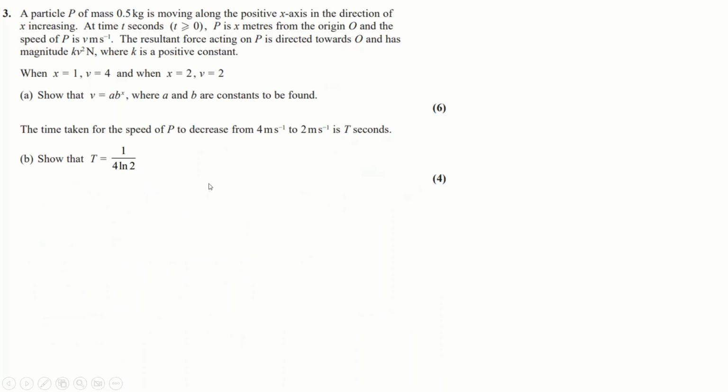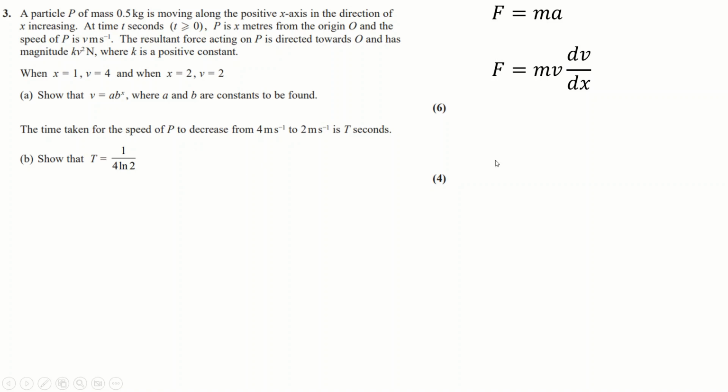Question number 3. We have a particle, first non-centre of mass question, I guess. So we have F equals ma. We're looking for x, which means we should be using this form of F equals ma. There are 3 forms of F equals ma you need to know. F equals ma, F equals mv dv by dx, in case you're looking for something in terms of x, and F equals m dv by dt, in case you're looking for something in terms of t. So those are the only 3 things you need to know.